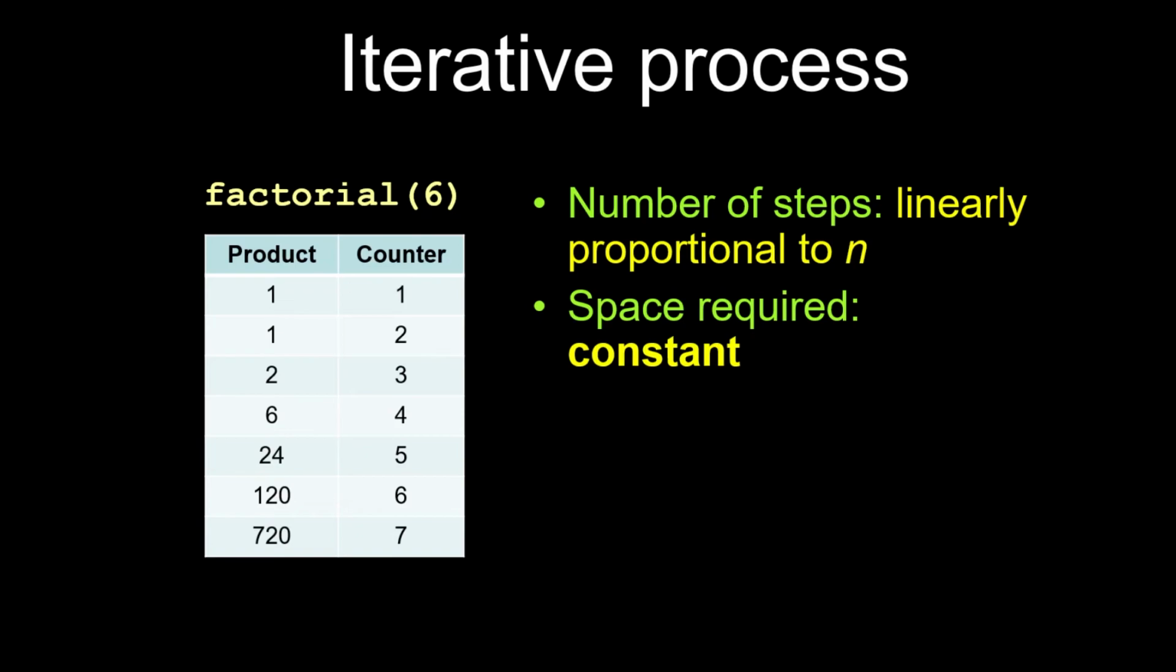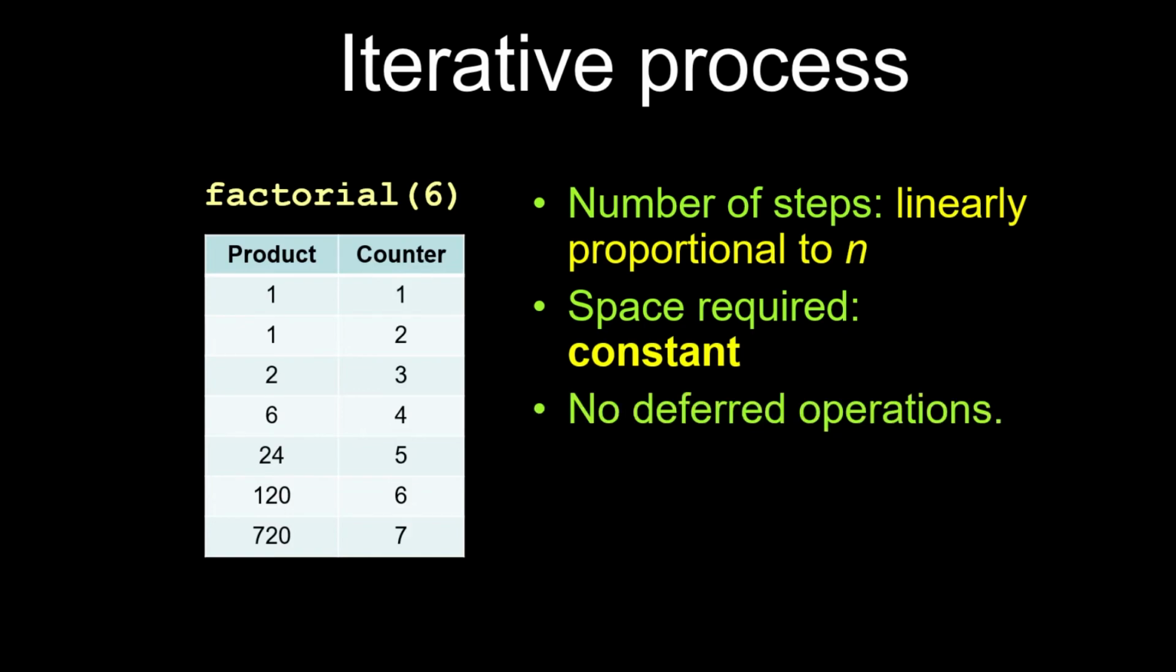Because remember, your n here is a product, right? So each time you're just updating the value of product: 1 times 1 gives you 1, then 1 times 2 gives you 2, the next round will give you 6, then 24, then 120 and 720. I still only have one variable here. The total number of variables I'm using is still just 2, product and counter. So the space required is constant.